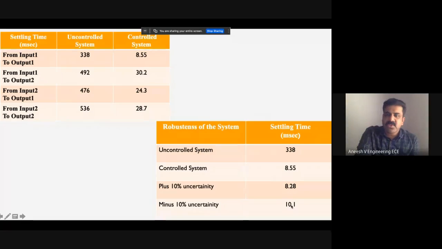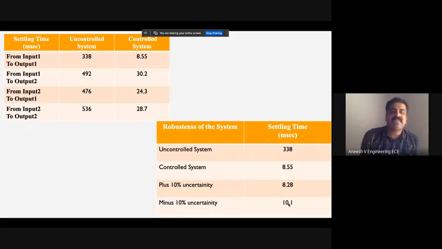So 8.28 to 10.1 means our system is stable. For that reason, I'm requesting everyone to do a robustness check for the entire system if you are doing modeling. Why? Because otherwise we cannot predict.